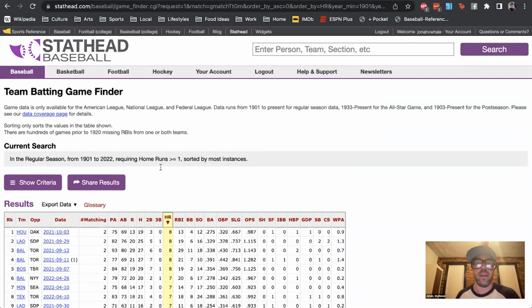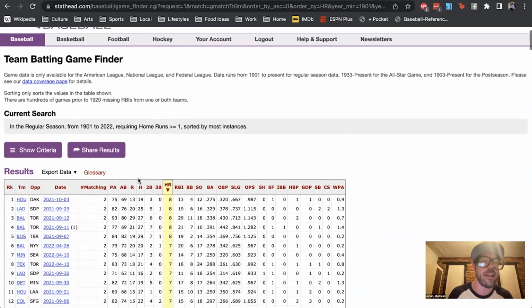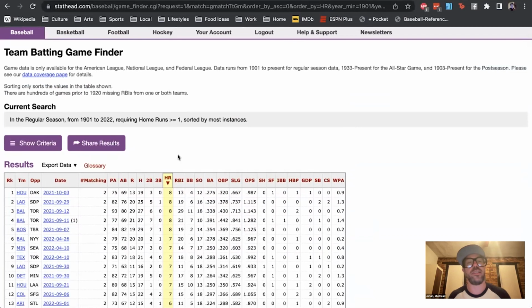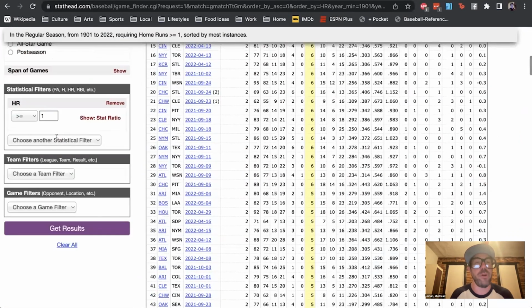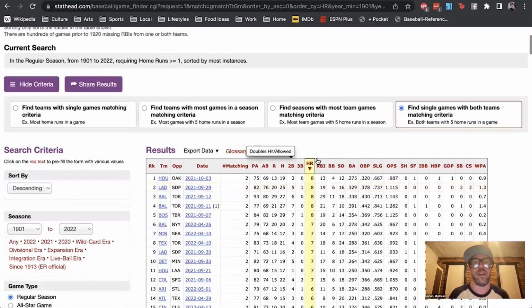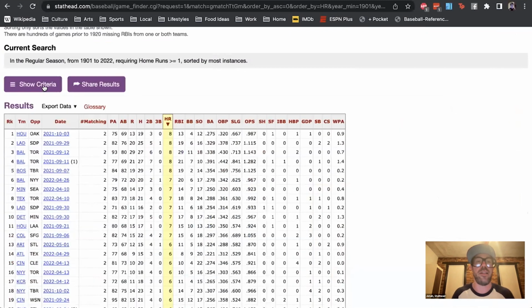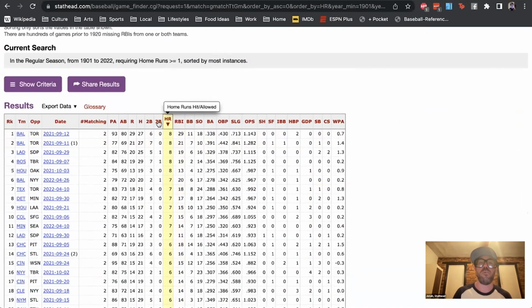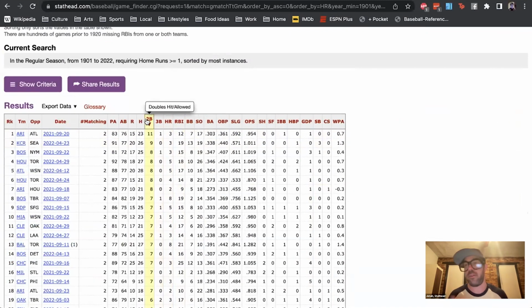So you could look for maybe the single game record in home runs, kind of like get somewhere in that ballpark and then rerun the search or something like that. But basically the key is that you put in the filter you're looking for, the stat in this search. You do single games with both teams matching criteria, and then you'll get that combined stat line. And from there you can resort it, or I'll go into this later, but you can export it and work on it on your own.